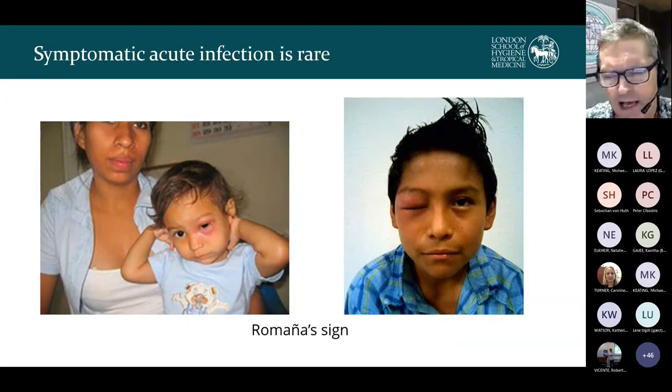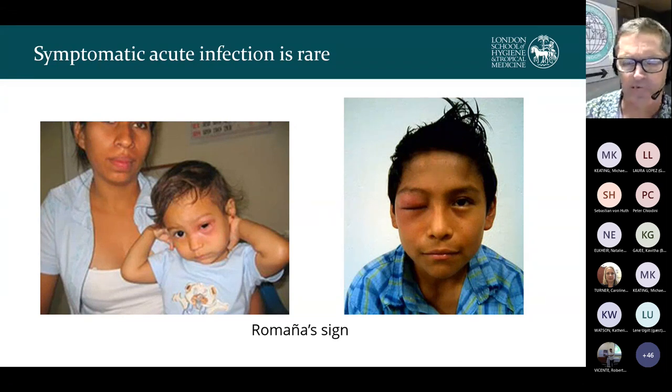It can also enter through the mucous membranes, including the eye, and this is most classically seen in what's known as Romaña's sign. These are two children who've inoculated their eyes by rubbing infected vector feces into their eye after a nighttime bite. The paucity of symptomatic acute infection is demonstrated by the fact that these are two of about a dozen photos that are available in almost all the literature of Romaña's sign. This is a very unusual thing to see.